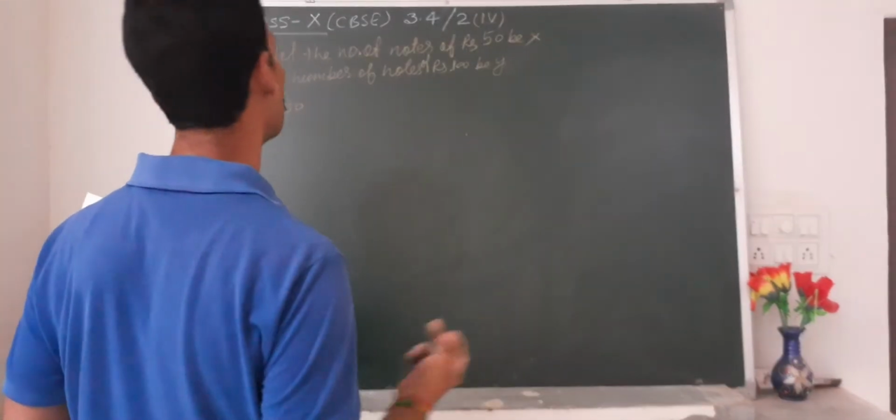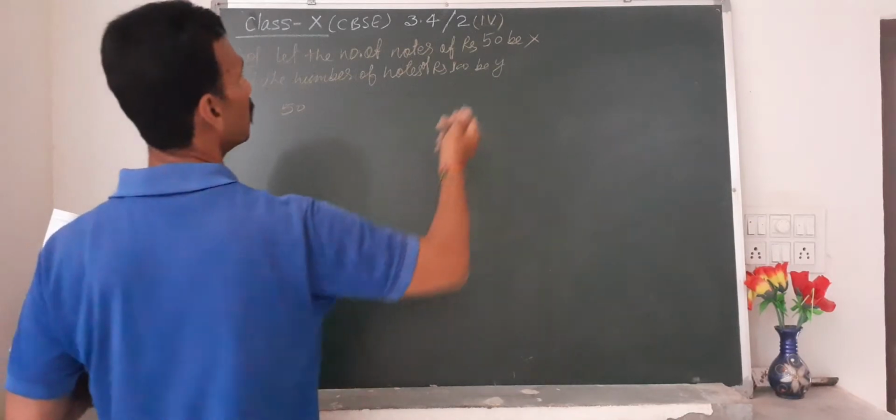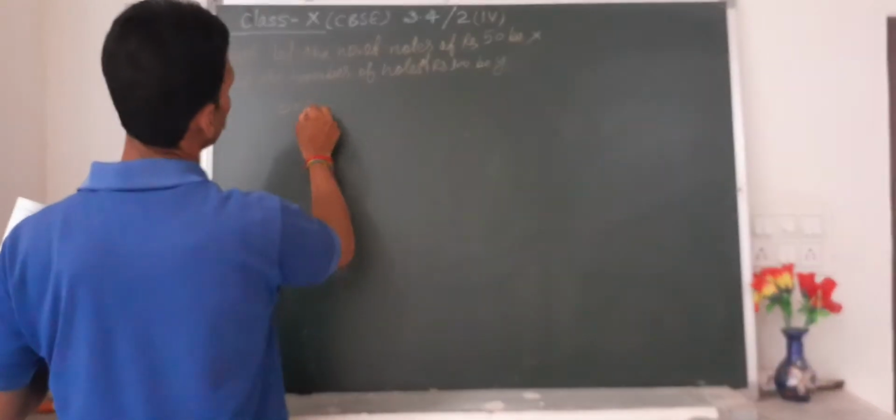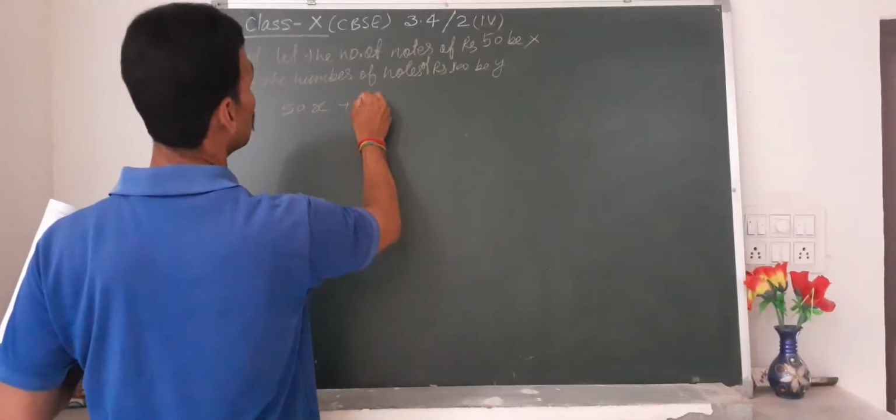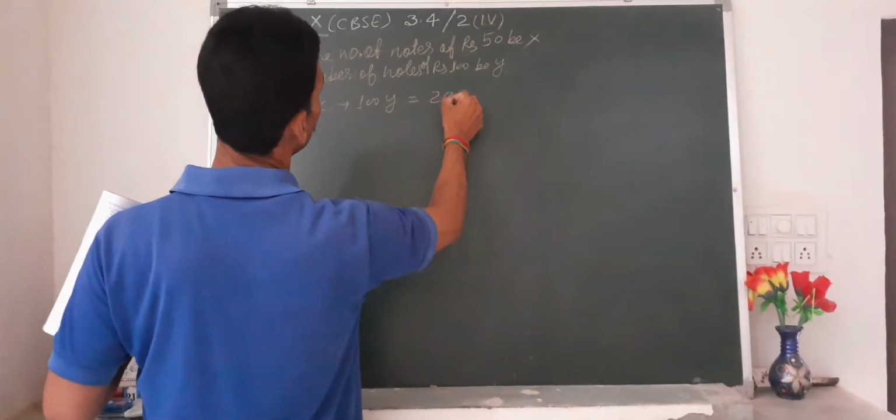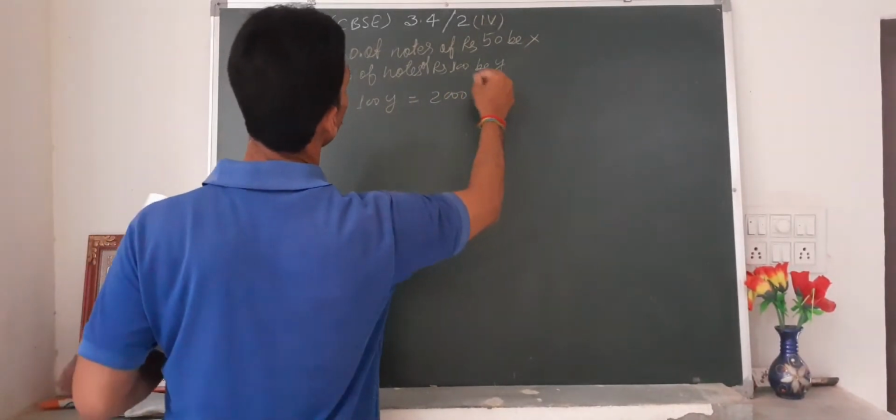So 2000 means the number of 50 rupee notes, which I don't know, so it is x, gives 50x. Suppose there are 5 notes, then 5 into 50 means 250 rupees. Then the number of 100 rupee notes is y, so 100y. So 50x plus 100y equals 2000. This is equation number 1.